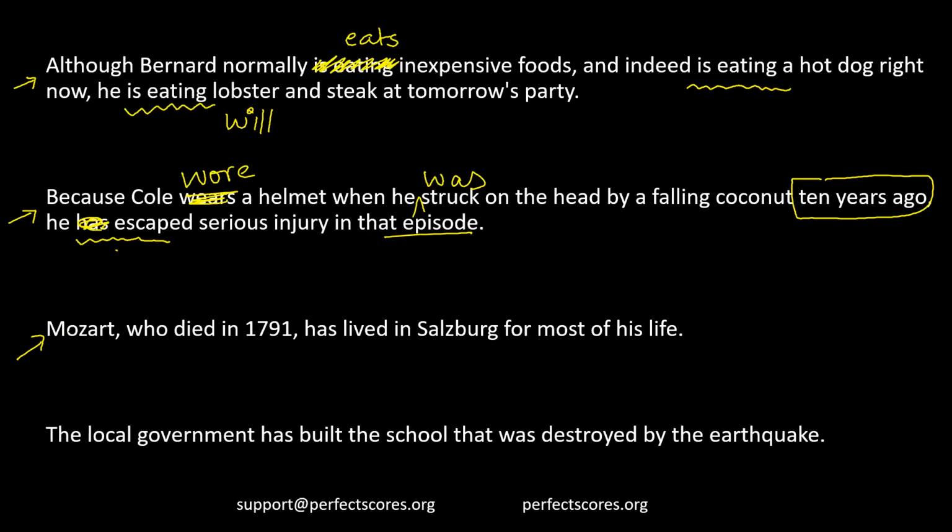Had lived? Lived or just lived? Yes, just lived would be much better. So don't get confused with this. This is just added to confuse you. This action, who died in 1791, even if you disregard this, Mozart lived in Salzburg for most of his life. Now, for the remaining sentence, if you remove this part, you don't really have any idea about the time. Like, did he live for 10 years or did he live for 20 years? If that was the case, then you should have used had. But otherwise, it's fine. Okay, and the fourth one.